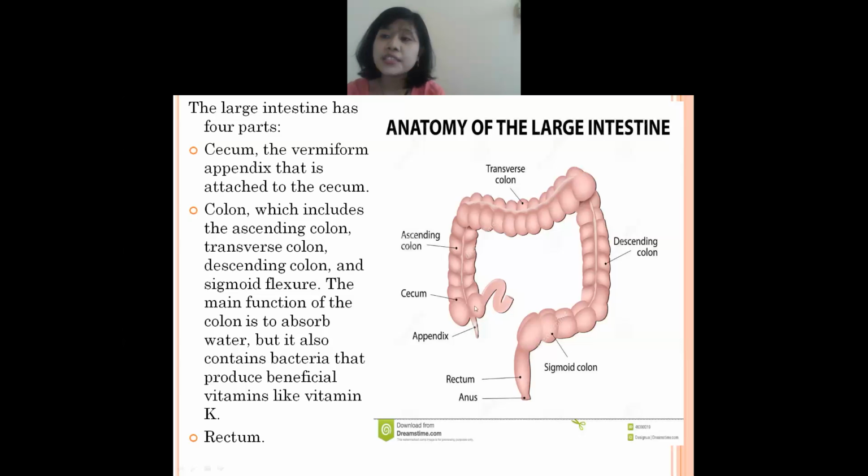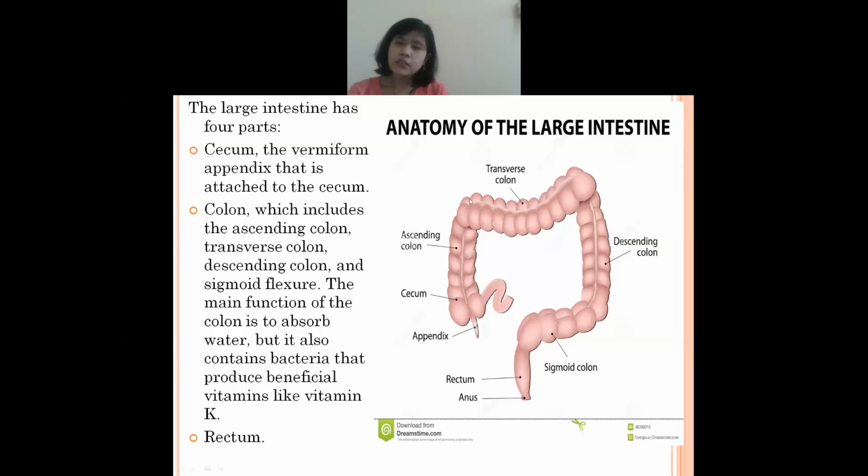And the last is rectum. Okay, did you understand? The first one is cecum. Cecum is situated nearby the appendix, the vermiform appendix. Vermiform means what? It's long and thin. So from the picture itself, you can just see it's long and thin. This cecum is connected near to this appendix.